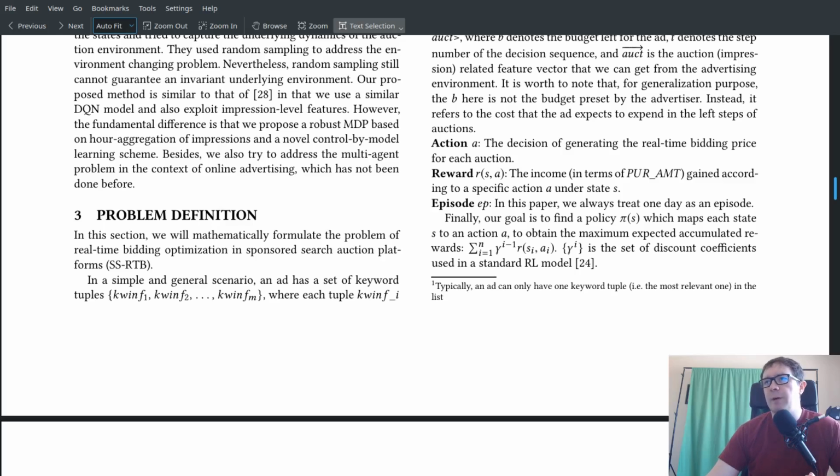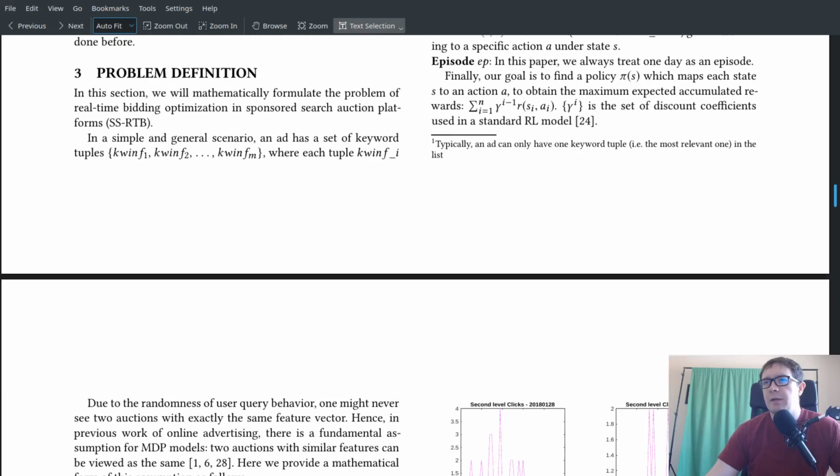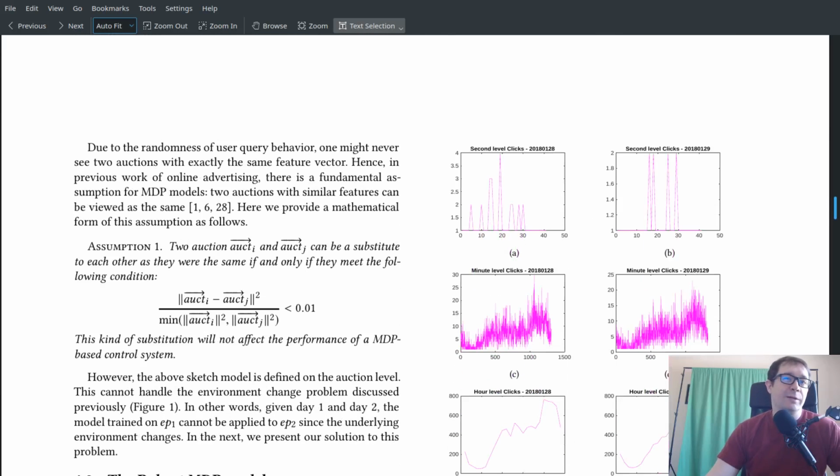Of course, they talk about a policy pi, which maps states to actions, and they talk about more of this stuff. Now, here's where they make one of the biggest blunders. Well, okay, maybe the second or third biggest blunder, but they make an assumption. And you know what they say about assumptions, right? They're quite dangerous to make.